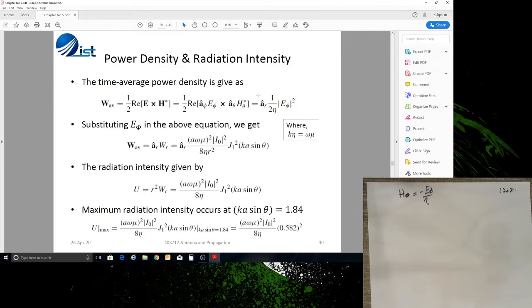So we would see that the average power density is equal to E phi magnitude square over 1 over 2 eta. So यहाँ पे आपके पास eta की टर्म आ जाएगी. And phi and theta का जो cross product है, it will result in the radial component. We already know how a cross product actually works.